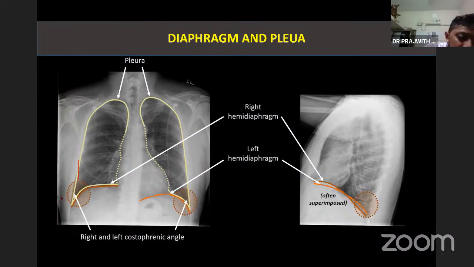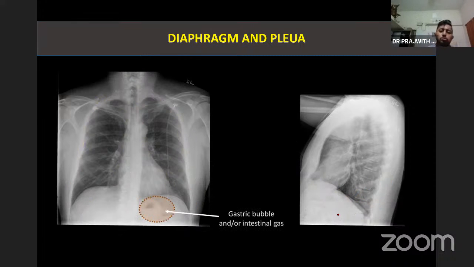the costophrenic angle. So this angle here is called the costophrenic angle. Normally it is containing air, but whenever there is fluid accumulation, it will come and accumulate here. So if there is blunting of this sharp costophrenic angle, that means that there is pleural effusion. Similarly, we can see the posterior costophrenic angle. Along with the right and left costophrenic angle, we can also have the posterior costophrenic angle.